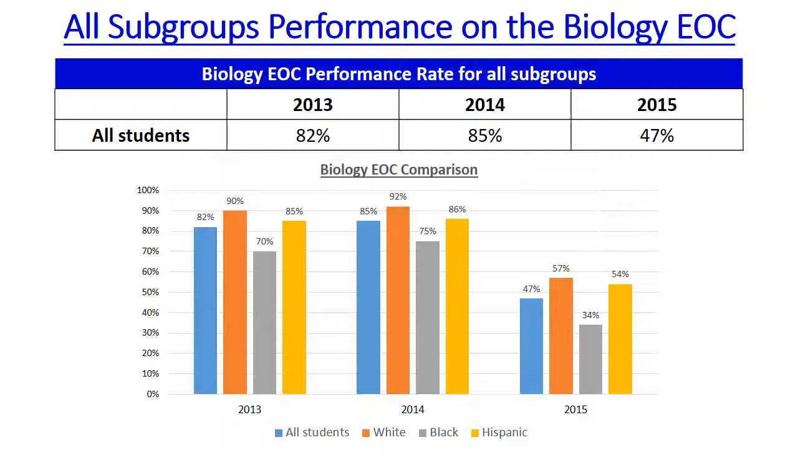And then going back to all subgroups and looking at each comparison for each calendar year. In 2013, this is for the biology EOC. We can see that for all students we have an 82% proficiency rating for the biology EOC in 2013. In 2014, we saw an increase to 85%, so that's a plus.